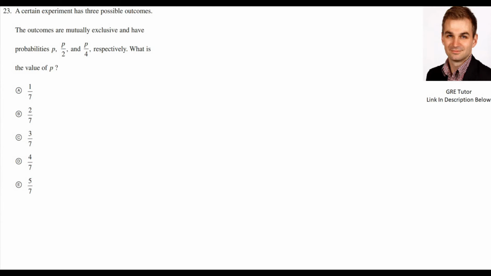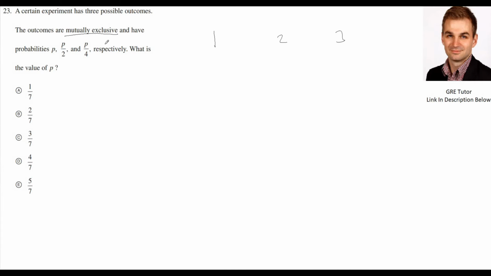Okay, so a certain experiment has 3 possible outcomes. So you know that there are 3 possible outcomes. Let's call them outcome 1, outcome 2, and outcome 3. Now, the outcomes are mutually exclusive. What mutually exclusive means is that they don't overlap. If 1 happens, 2 and 3 can't happen. If 2 happens, 1 and 3 can't happen. Same thing for 3. If 3 happens, 1 and 2 can't happen.